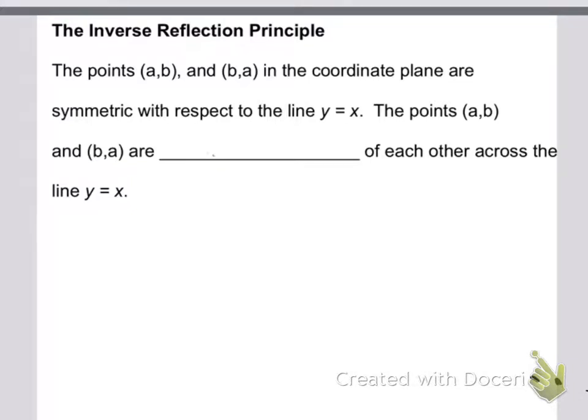Okay, the inverse reflection principle, we talked about that earlier. It says the points A comma B and B comma A in the coordinate plane are symmetric with respect to the line y equals x. The points A comma B and B comma A are reflections of each other across the line y equals x. So if we have a relation, the graph of its inverse is going to be a reflection of that original relation across the line y equals x.